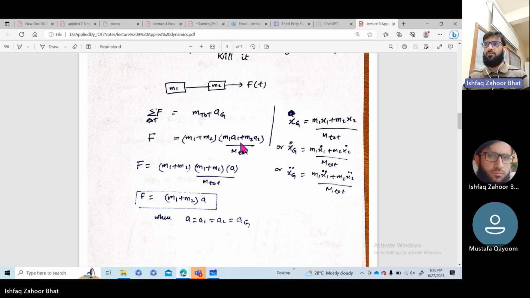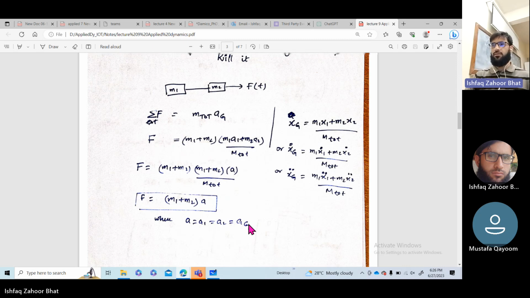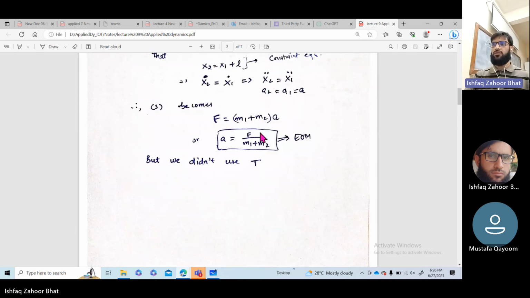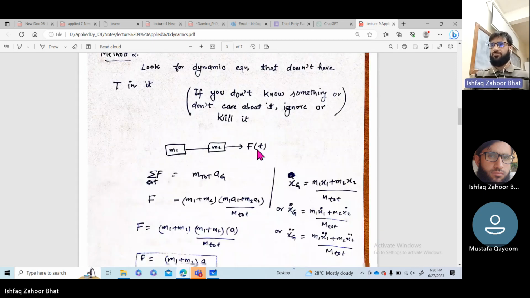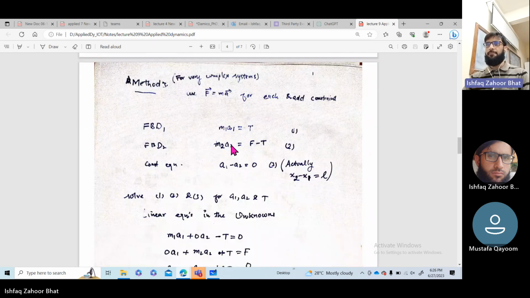M total is nothing but m1 plus m2. So I have replaced ag by this thing, and then we can see that in m1 plus m2, a is common. a1 and a2 are equal due to the constraint equation, so we can cancel out these things, and we get F equal to m1 plus m2 times a, where a is nothing but equal to a1, a2, the acceleration of the center of mass. So we got the same equation which was there. Okay, so it is fine.